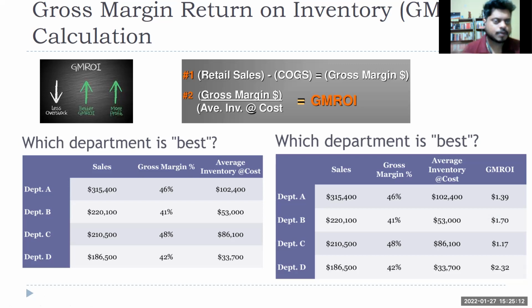But yes, if I look at GMROI, department D is the best. If I look at gross margin, department C is the best. If I look at average inventory cost, again D is the best. If I look at only the sales, department A is the best. Okay, any question? I hope this calculation is very simple and clear. Any doubt on this?